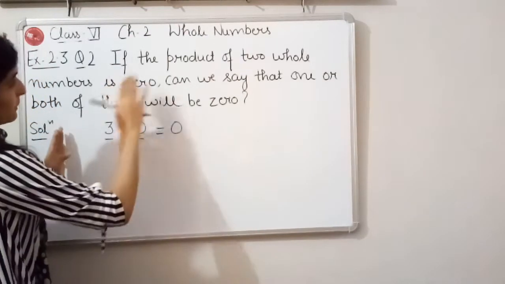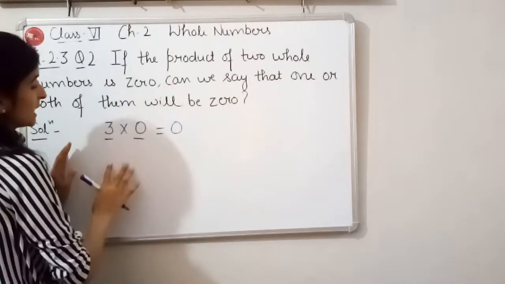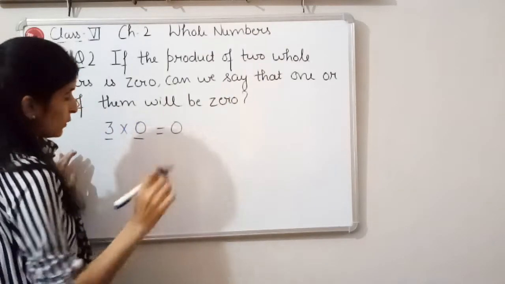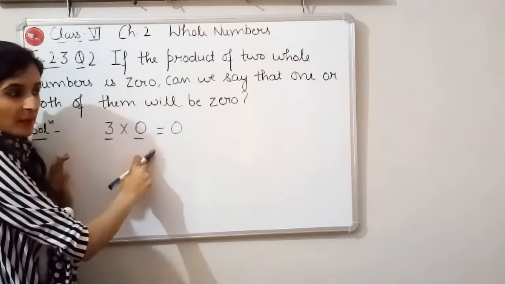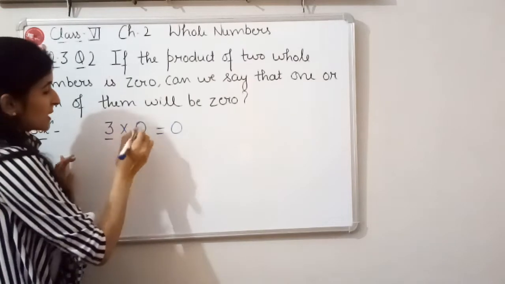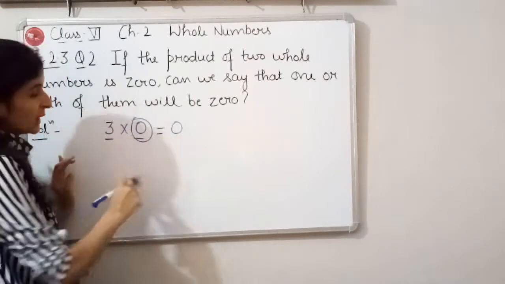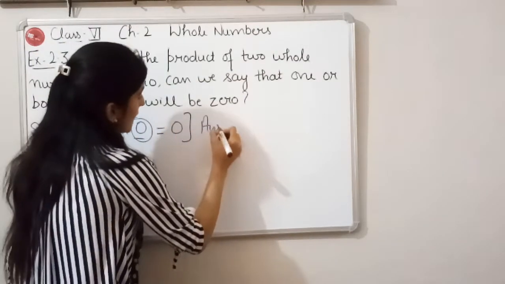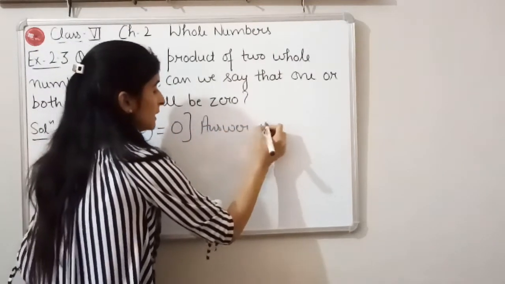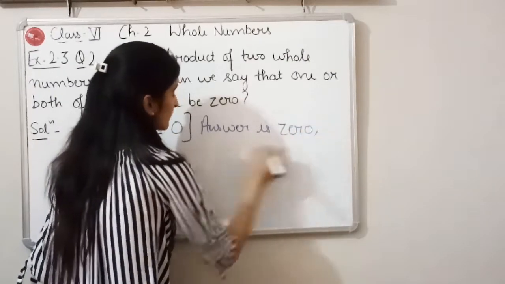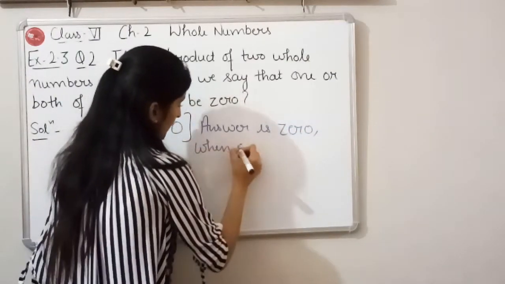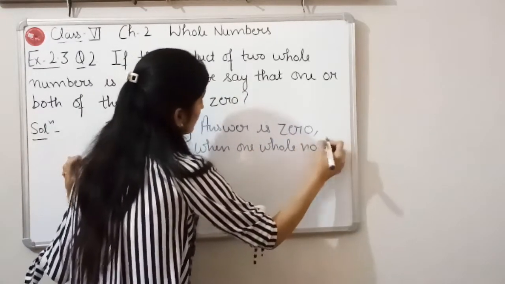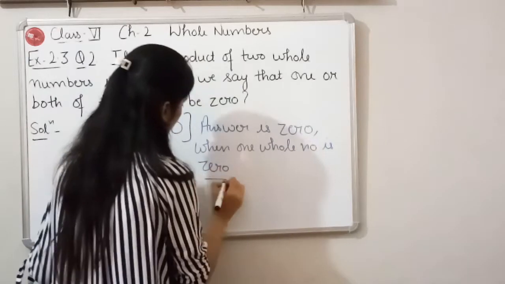So if the product of two whole numbers is 0, can we say that one or both of them will be 0? Here we have taken two whole numbers, but among these two numbers, one whole number should be 0, then only you will get this 0. Yes, so you can write here, answer is 0 when one whole number is 0. This is the first case.